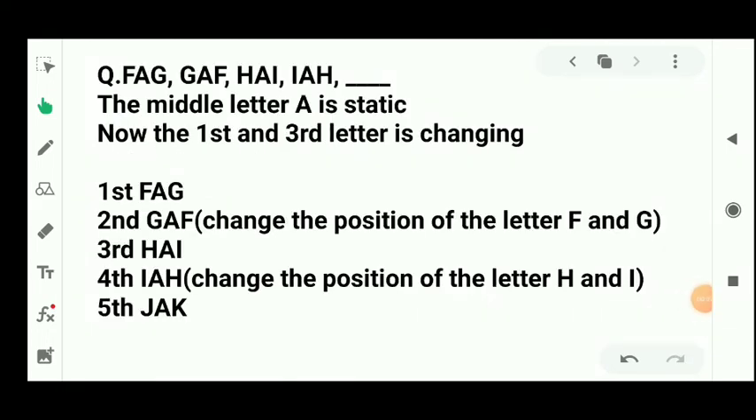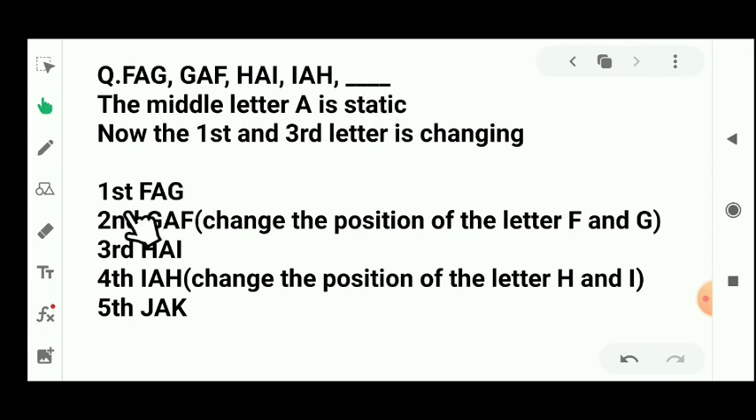Let's see the next question, that is FAG, GAF, HAI and IAH. Then you have to fill the correct option. Students, you can see in this given series, the letter A is in the middle in each and every term. FAG, A is here, GAF, A is here, HAI, A is here, IAH, A is here. That means in the next term, A will be in the middle.